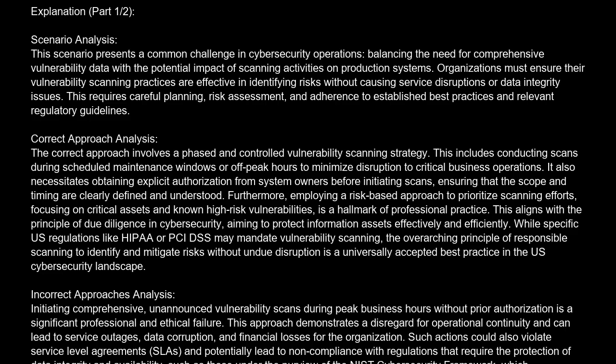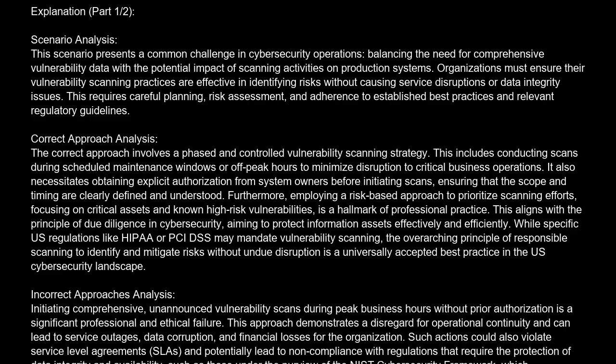Correct approach analysis. The correct approach involves a phased and controlled vulnerability scanning strategy. This includes conducting scans during scheduled maintenance windows or off-peak hours to minimize disruption to critical business operations. It also necessitates obtaining explicit authorization from system owners before initiating scans, ensuring that the scope and timing are clearly defined and understood. Furthermore, employing a risk-based approach to prioritize scanning efforts, focusing on critical assets and known high-risk vulnerabilities, is a hallmark of professional practice.